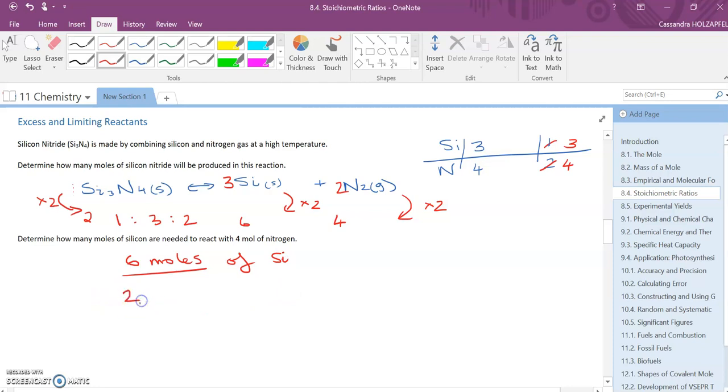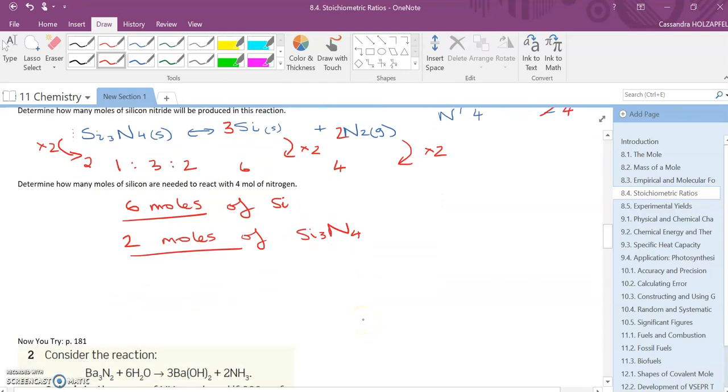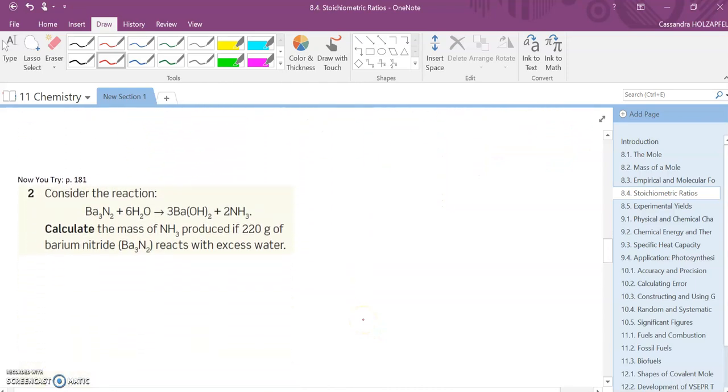Similarly, we're going to produce double the amount of product, so 2 moles of silicon nitride. All right, so what I want you to do is have a go at this question here.